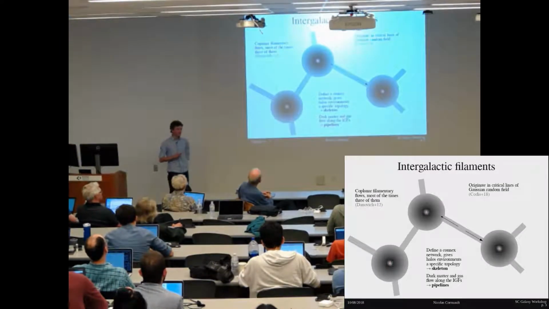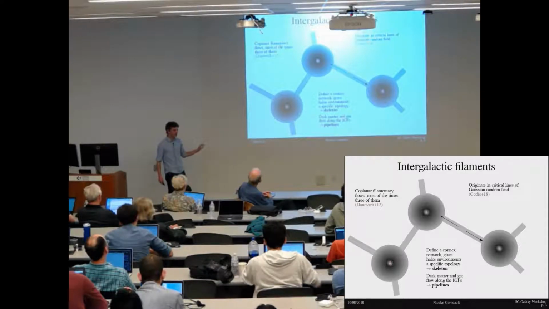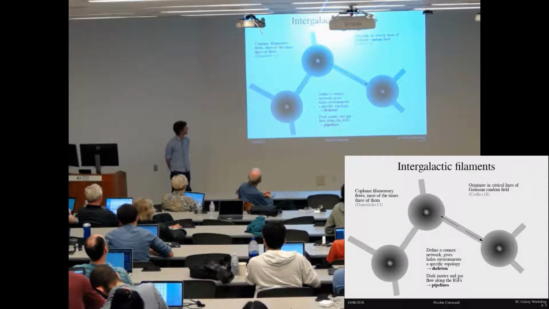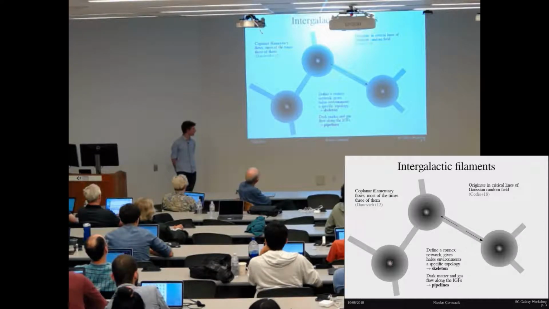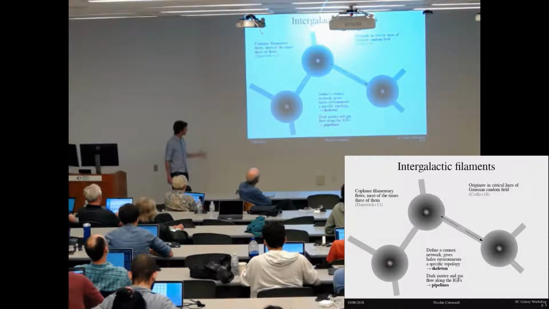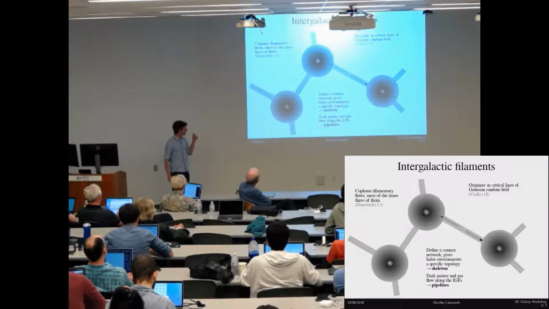What I call intergalactic filaments connect filaments. So galaxies can be embedded in intercluster filaments, not, of course, in intergalactic filaments. The IGFs, as I call them, are not only a skeleton for the system of all galaxies, making them a rigid network. They are also pipelines, which means that, in fact, dark matter and gas flows along them.